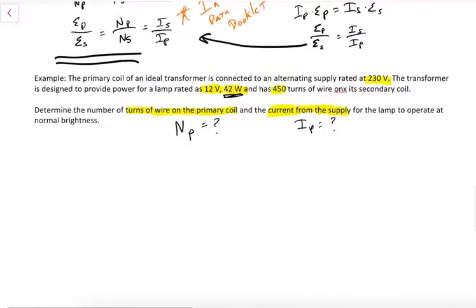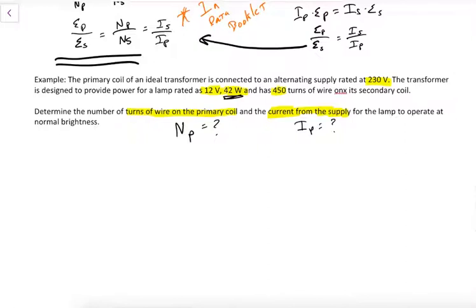So we need to start identifying the variables that we have. Also, I made a quick fix on this. It should be 450 turns of wire, not 45. So that changed in the video. So we need to do our primary values first, and then I would do our secondary. I'd keep them separate.